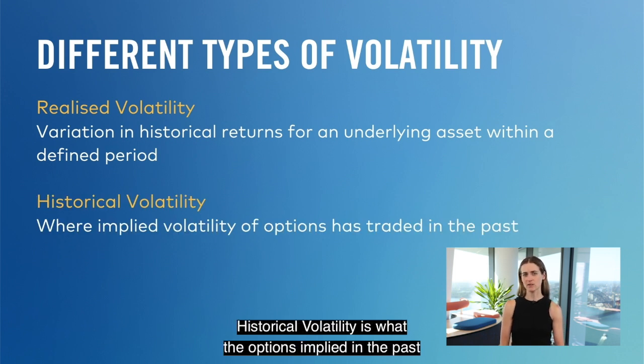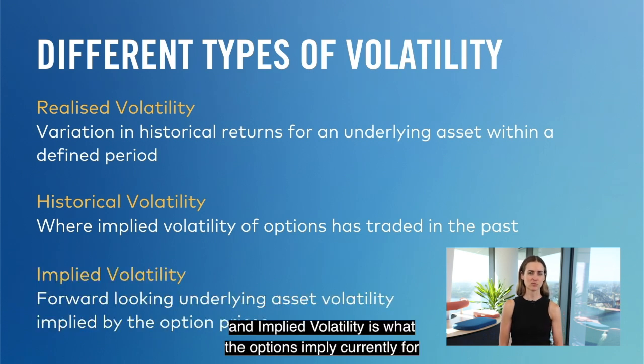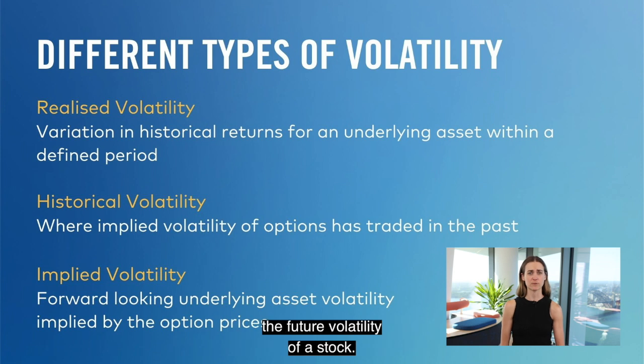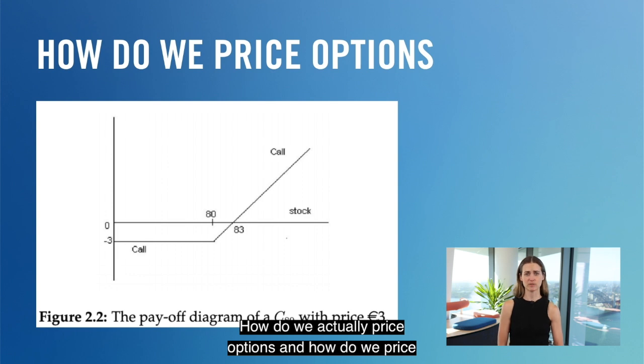Historical volatility is what the options implied in the past for the volatility of the stock, and implied volatility is what the options imply currently for the future volatility of a stock. So I've given a lot of inputs. How do we actually price options, and how do we price options in a live market?